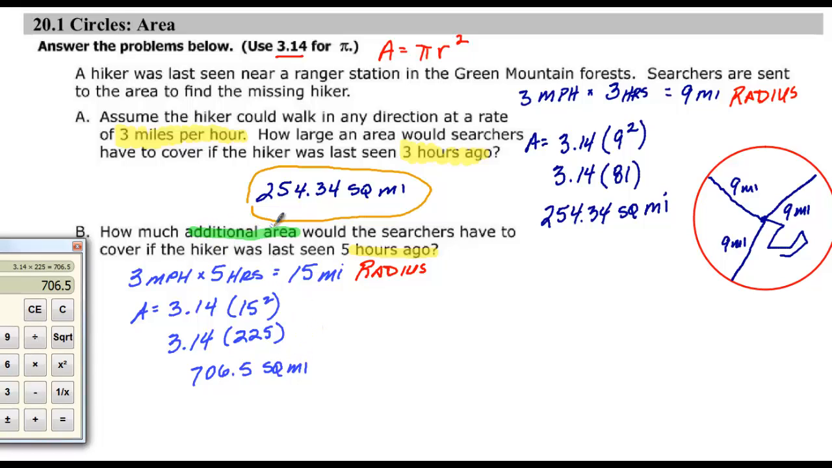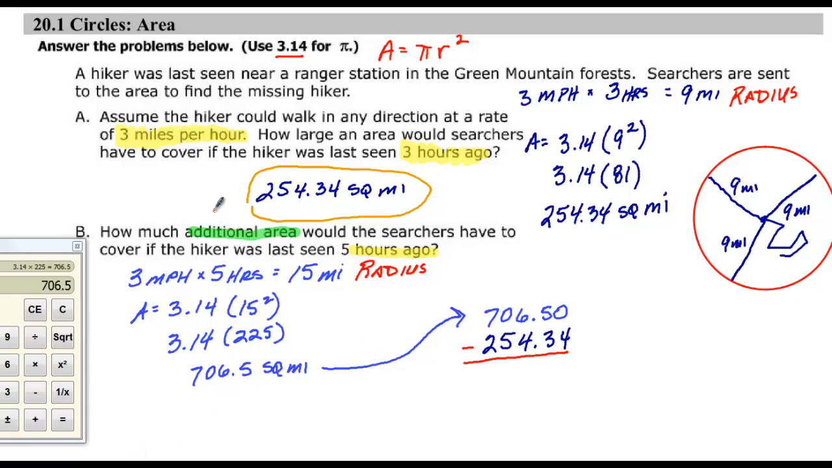The question says, what's the additional area? So this is not our answer. We're going to use it to get our answer. We're going to bring it up right over here, 706.5. I'm going to add a 0 to it since this had 2 places after the decimal, minus 254.34. We're going to subtract. Additional area tells us that we need to find the difference. That's what that additional area is saying. Find the difference.